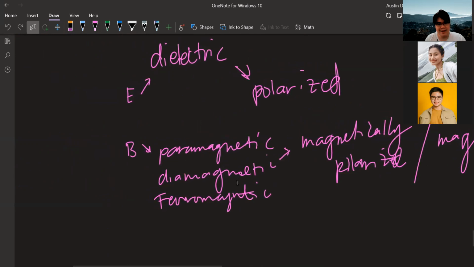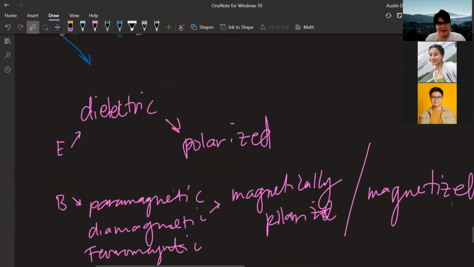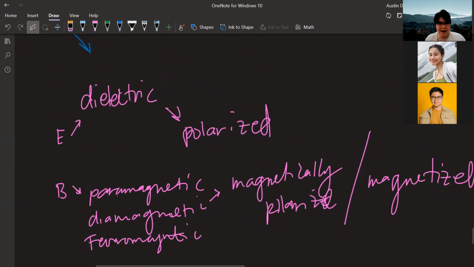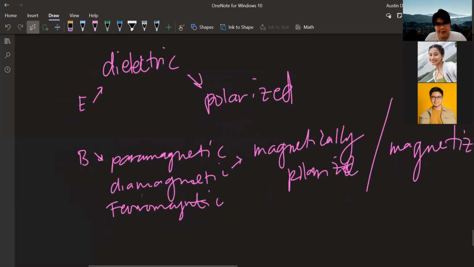Okay, si paramagnetic, pag tinapatan mo siya ng magnetic field, yung magnetization niya, mag-a-align lang dun sa magnetic field. So basically, parang nagiging magnet yung bagay kapag paramagnetic siya. Diamagnetic, kabaliktaran. It opposes the magnetic field that it's experiencing. So yung pinaproduce niyang magnetic field is to counter the magnetic field applied to it.